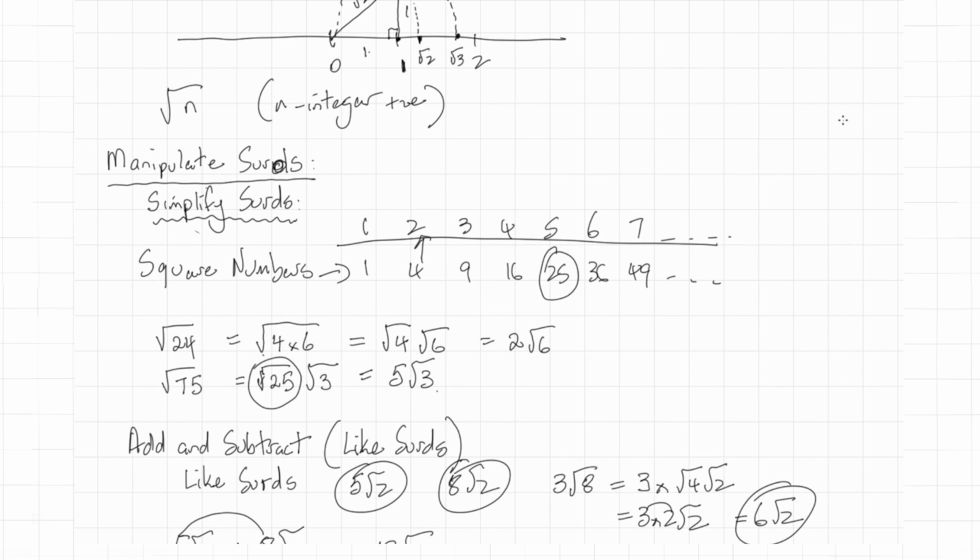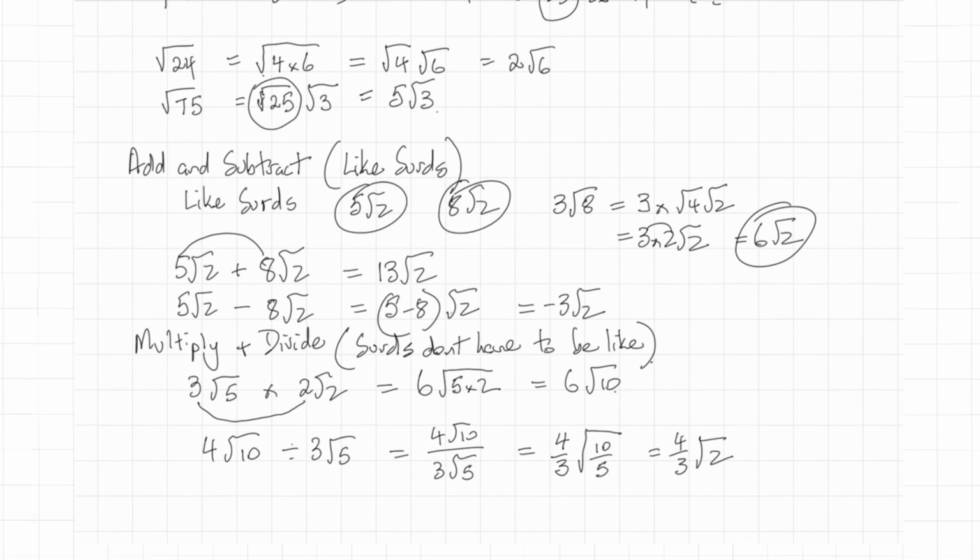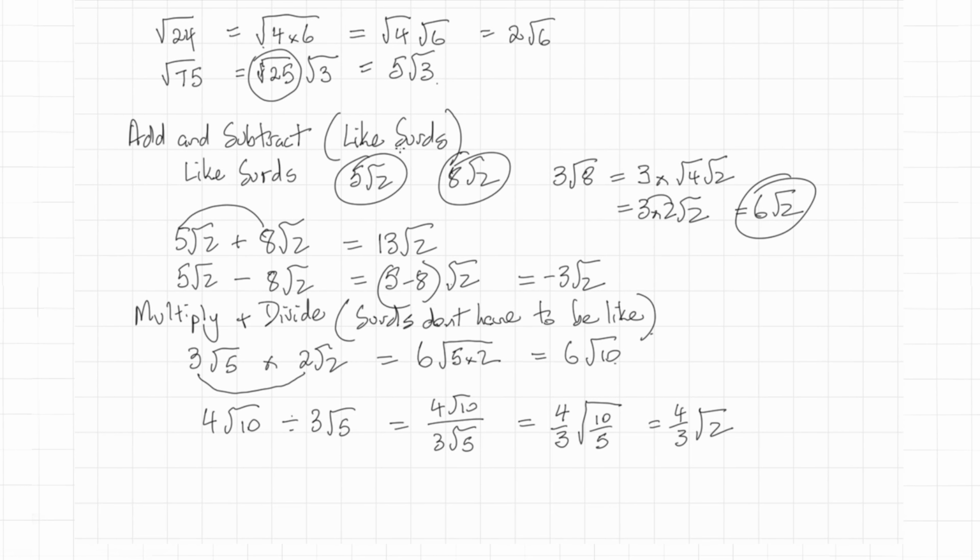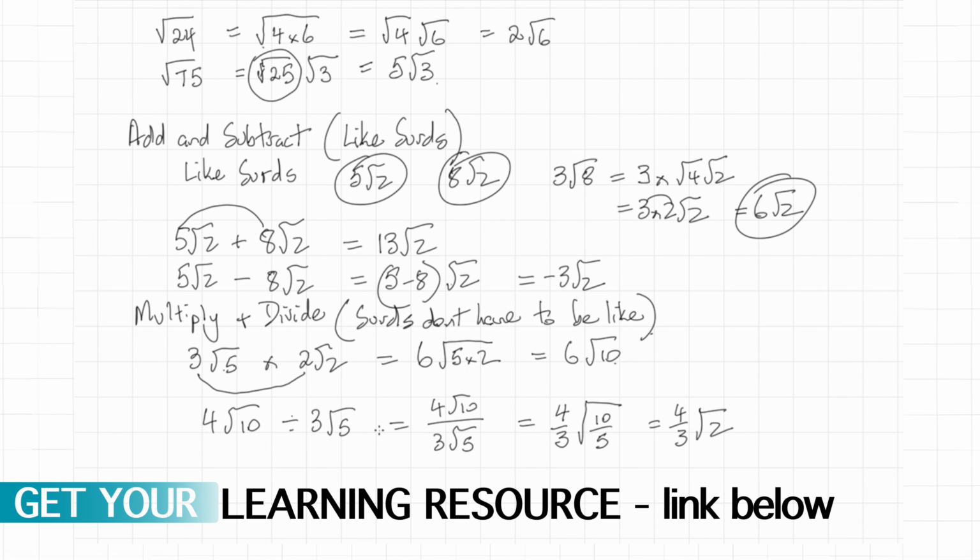Manipulating surds, you need to be able to simplify surds, and we do that by using square numbers and factorising. And then when we add surds or subtract them, they need to be like surds, otherwise you cannot simplify. And multiply and divide, they don't have to be like. We'd simply just multiply the coefficients or divide the coefficients and multiply or divide the numbers that are underneath the radical signs.